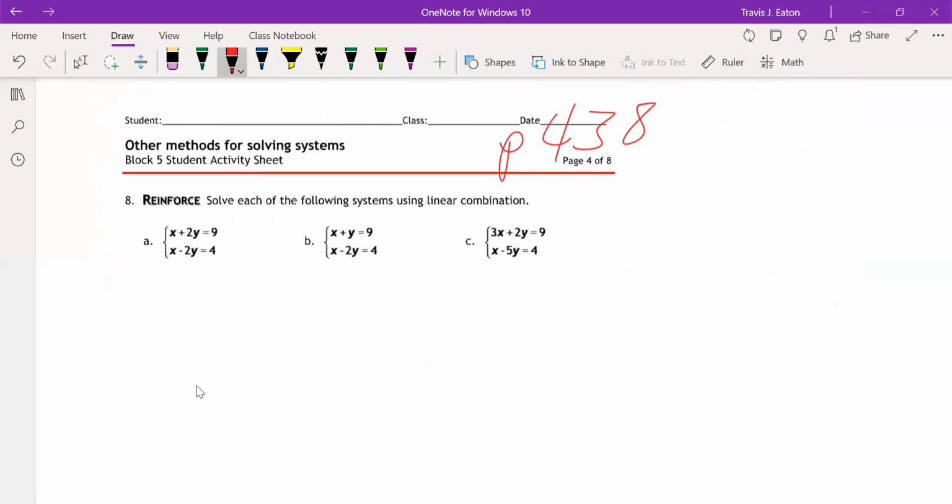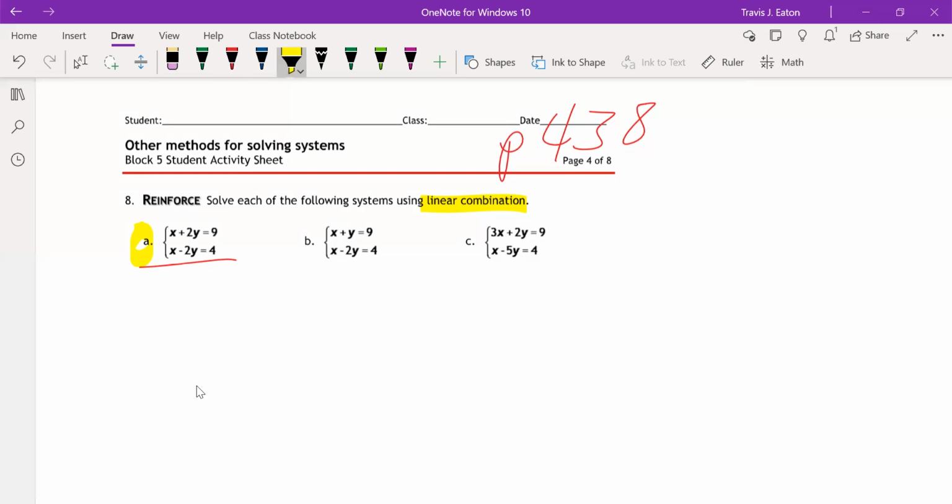All right. It says to solve each of the following systems using linear combination. So we're going to use our linear combination skills. Here we go. X plus 2y equals 9 in letter A, and x minus 2y equals 4. Oh, well, this is one of those simple ones where we don't have to do any manipulating, right? This is one where you just walk in and it's practically done for you.